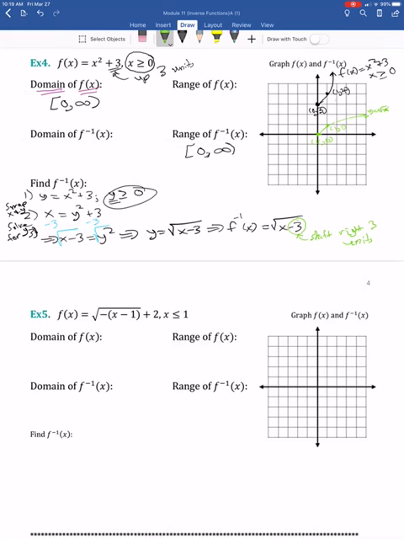So again, (0, 0) would move over here to what? (3, 0). And of course, (1, 1) would move over here to (4, 1). And we can graph it in. Here's our square root function. Again, we've got our graph now of our inverse function, f inverse of x equal to the square root of x minus 3. And we can erase our other graph here, our transformation.